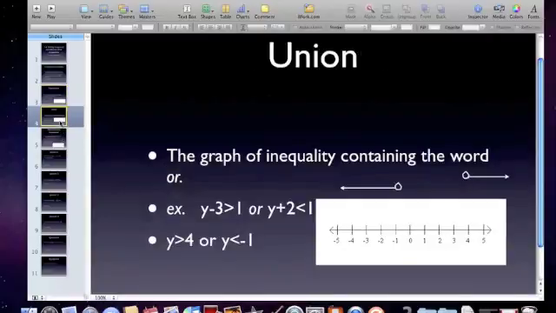Union. A graph of an inequality containing the word "or." y minus 3 is greater than 1, or y plus 2 is less than 1. You graph y, which is right here, it's 4, and it goes to the right because it's open circled. And then you graph the other y, going the opposite way because it's a -1, and the line is going the other way.